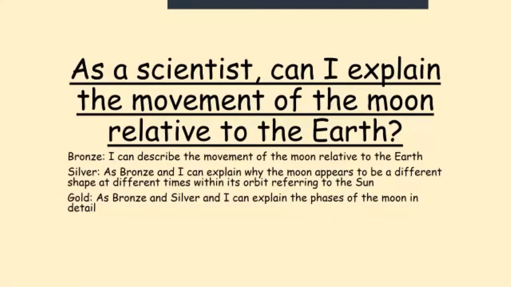So today we are seeing if, as a scientist, I can explain the movement of the moon relative to the Earth. So bronze, you would be describing the movement of the moon relative to the Earth. Silver, you will be doing the same as bronze, and you will explain why the moon appears to be a different shape at different times within its orbit, referring to the sun. And gold, you will do as bronze and silver and explain the phases of the moon in detail.